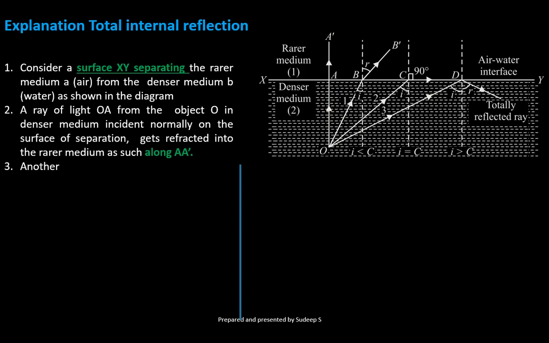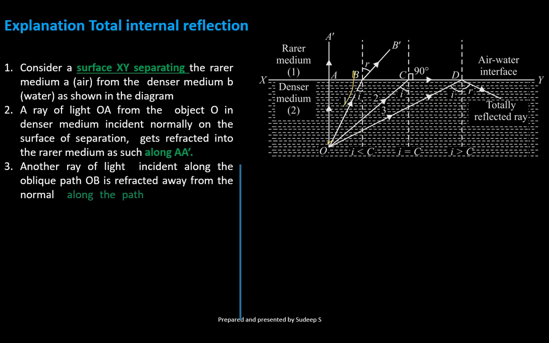Now, another ray of light is incident along the oblique path OB, and is refracted away from the normal along the path B and B dash in the rarer medium. As we know, whenever the speed of light increases, it moves away from the normal. Since the ray of light is traveling from the denser medium to the rarer medium, my ray of light is moving away from the normal. Okay, so in this case, the angle of incidence is less than the critical angle.